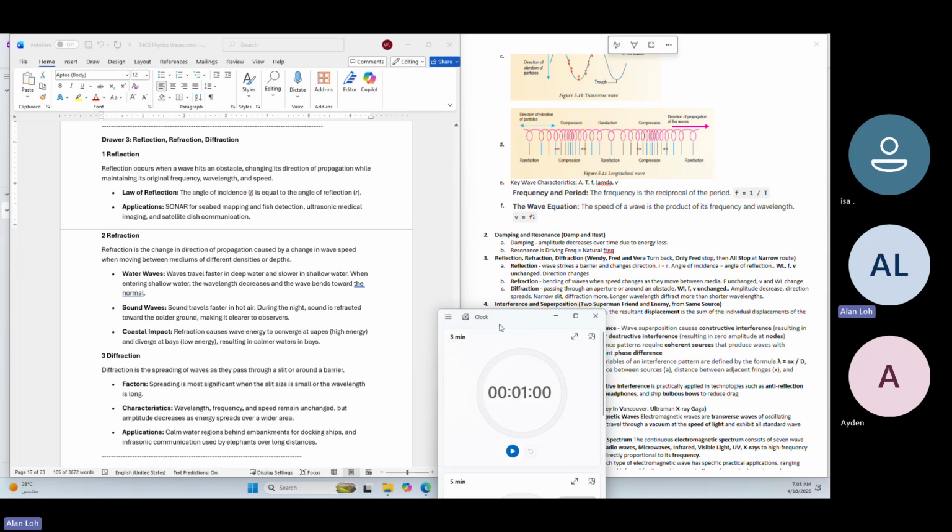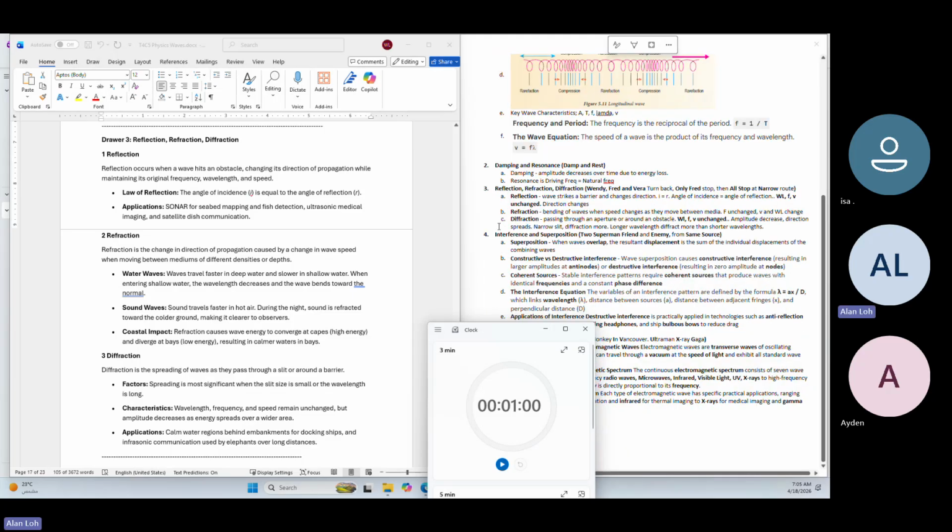All right. So drawer 3. Now I think you understand that. There are 3 parts here: reflection, refraction, and diffraction, and it's all about letting you learn what each is. You need to know the definition, the applications, and how it works, and that's it. Very simple, right? So let's start now. Drawer 3.